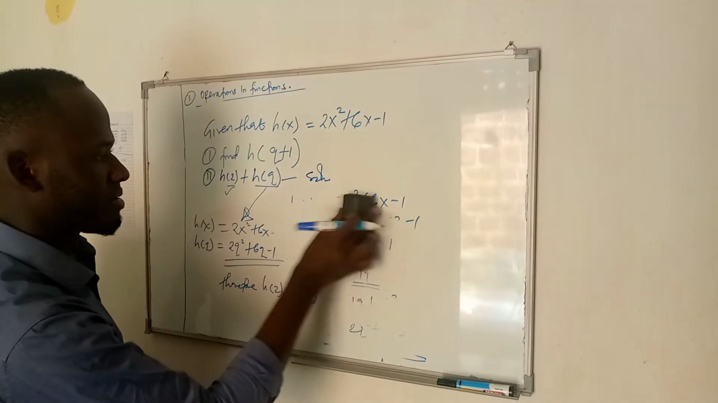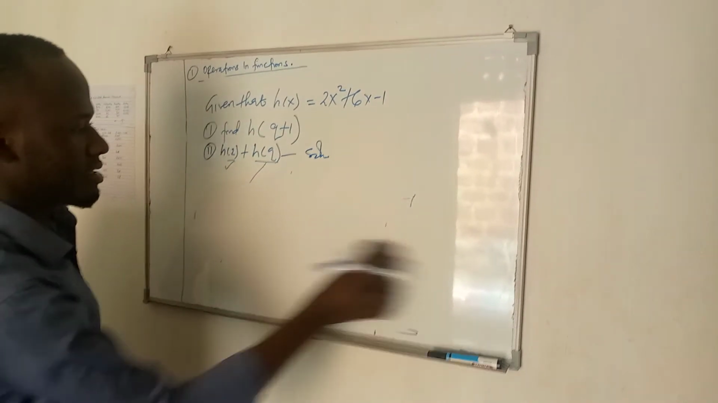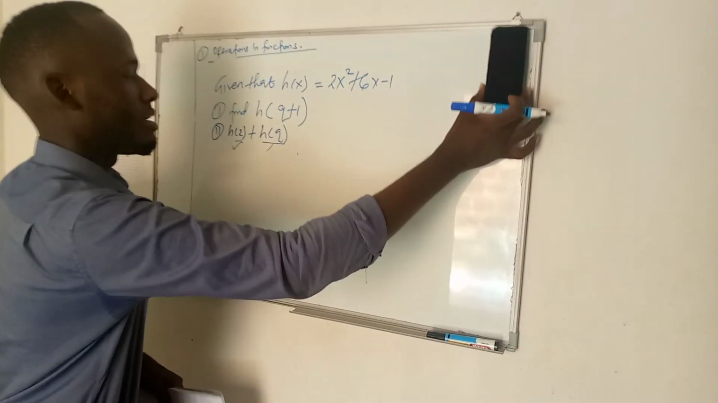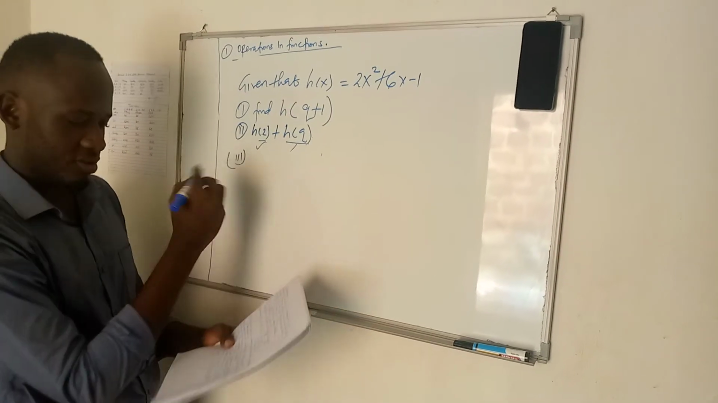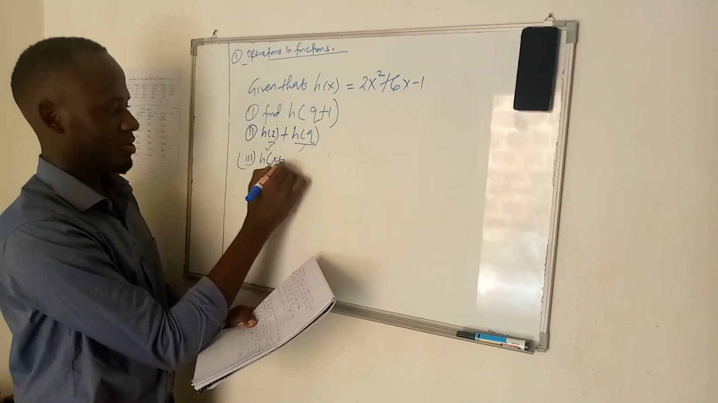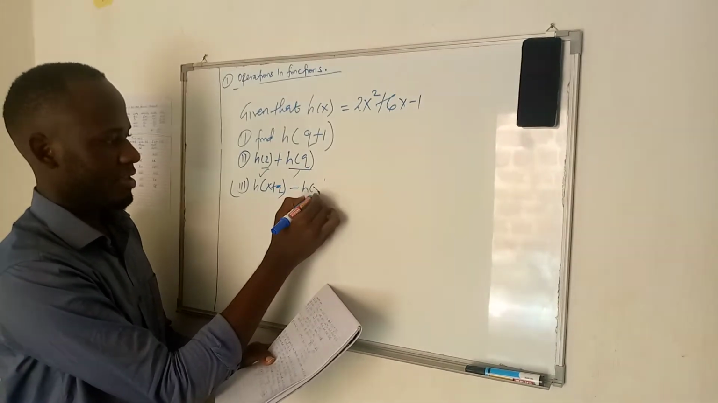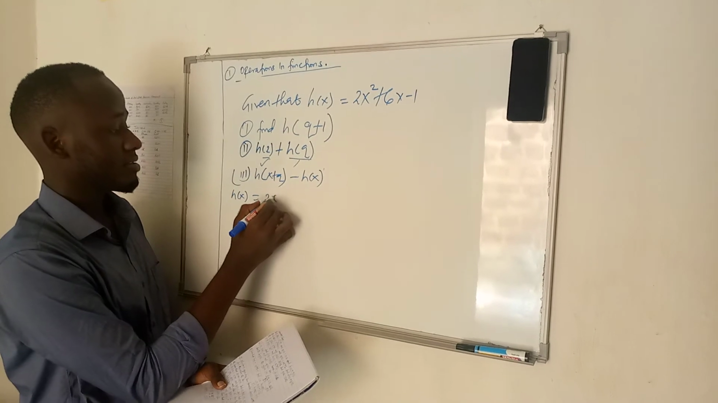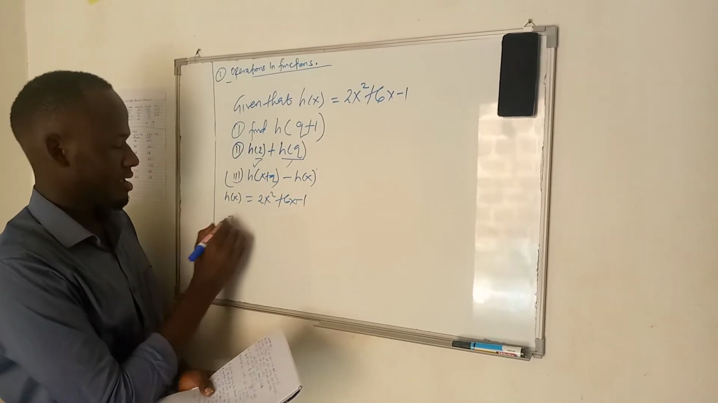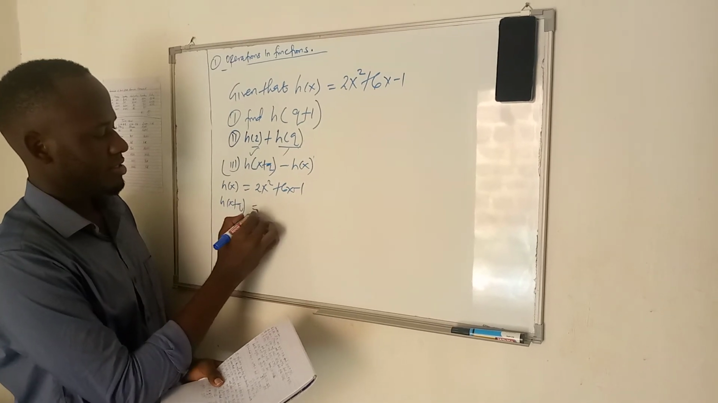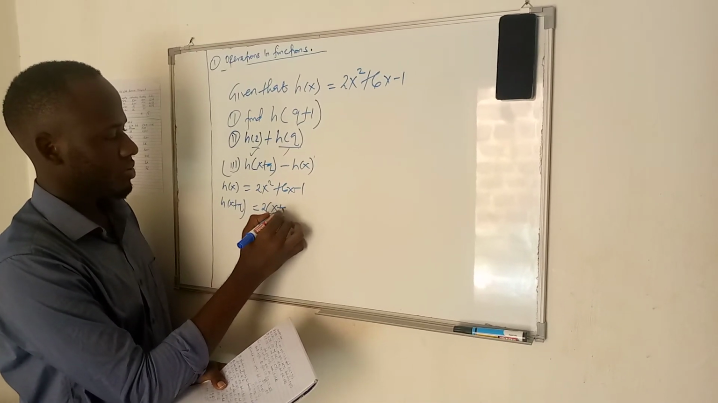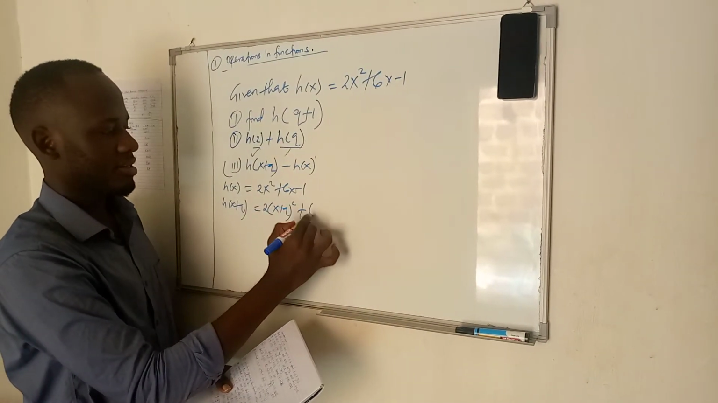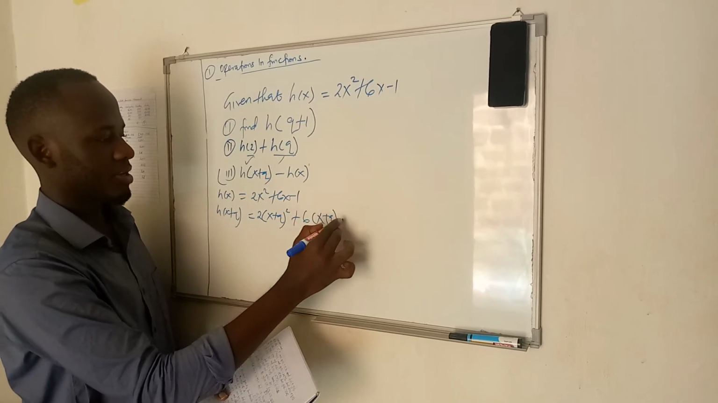On to our problem 3. If I'm running fast, you can write the question because I'm not writing it. Problem 3 is kind of tricky. It will be tricky for some of you. It is h of x plus q minus h of x. Let us first work upon that. Our h of x is given by 2x squared plus 6x minus 1. Then what is h of x plus q? This becomes 2 into x plus q squared, because this has taken the place of x, so you have to substitute it in x, plus 6 into x plus q minus 1.